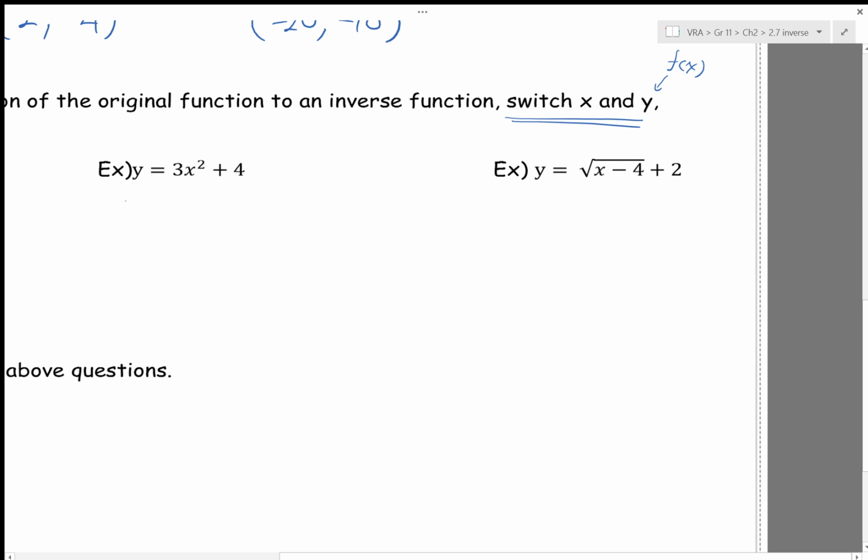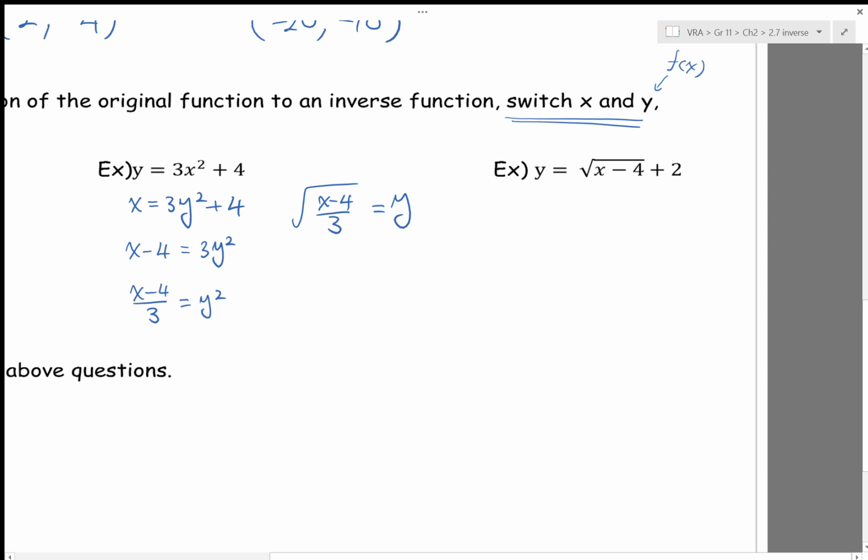So I switch it, so x equals 3y squared plus 4. Now in order for you to isolate the y, I have to get rid of the plus 4 first, so that becomes x minus 4 equals 3y squared. And after that, I have to divide everything by 3, so x minus 4 over 3 equals y squared. Now in order for you to get rid of the square, we have to take the square root of it. So your y equals the square root of x minus 4 over 3. Now something that you have to be very careful of is that when you take a square root of something, you have to take the plus minus for that one.